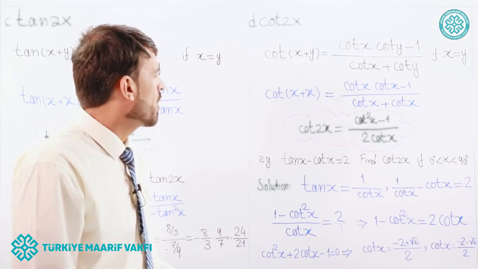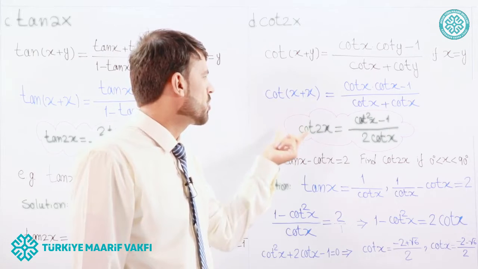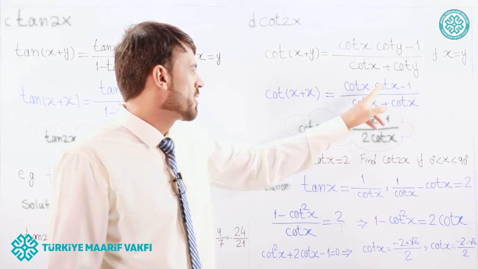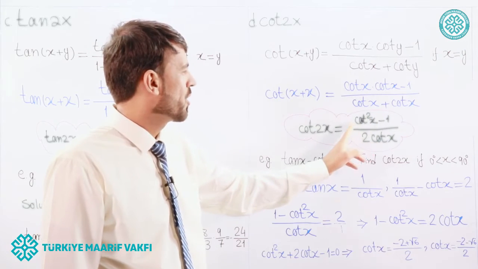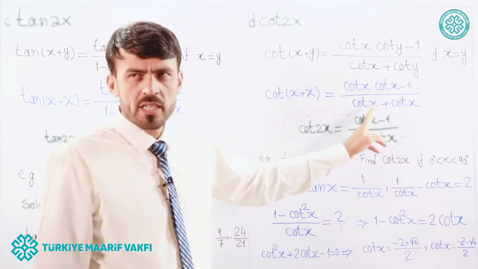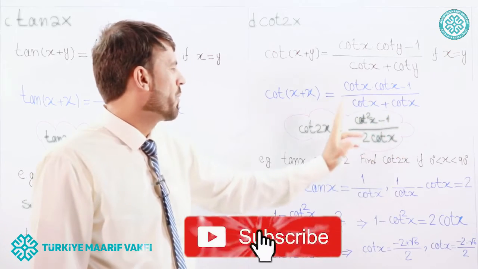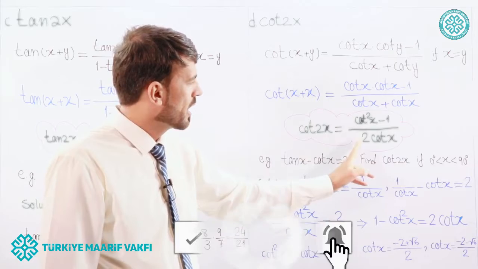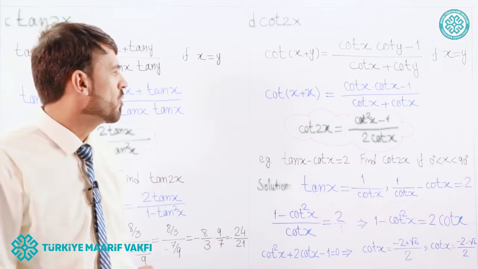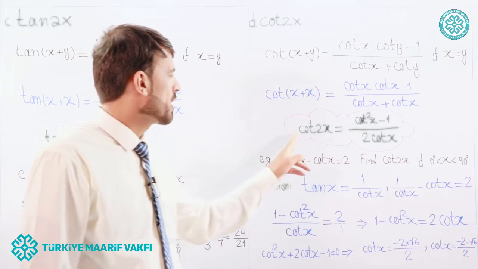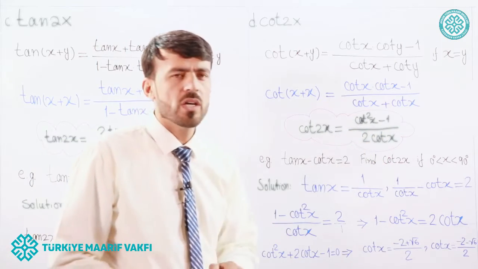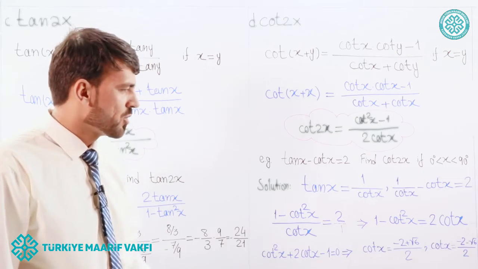So here we can also add these two x's. We can write cotangent 2x equals cotangent x times cotangent x, which we write as cotangent square x, minus 1 over. We can add cotangent x with cotangent x and write 2 cotangent x. So the formula for the cotangent function is cotangent 2x equals cotangent square x minus 1 over 2 cotangent x.